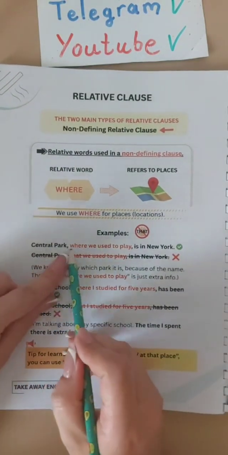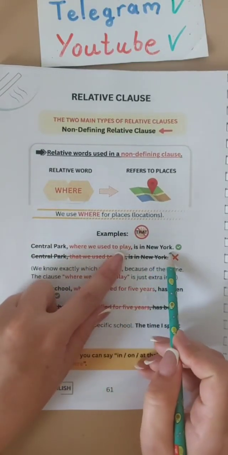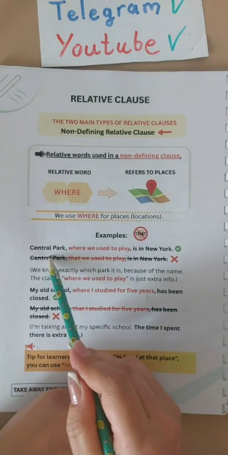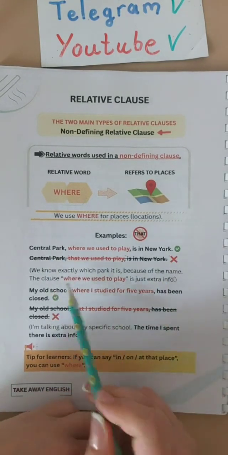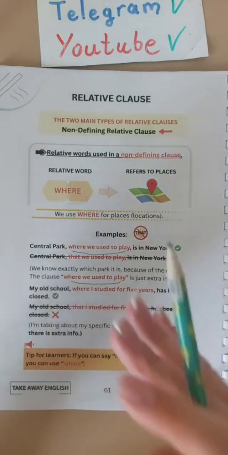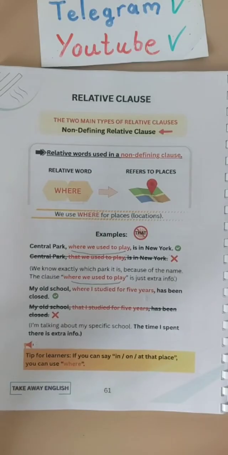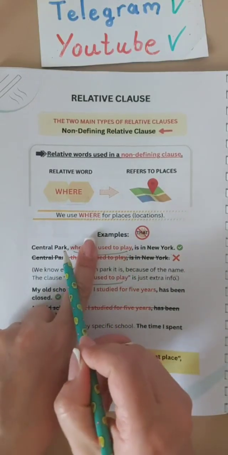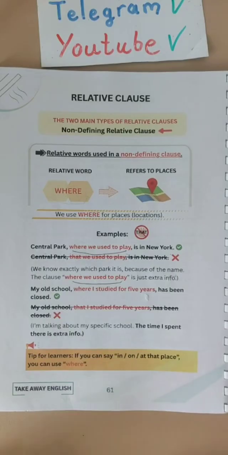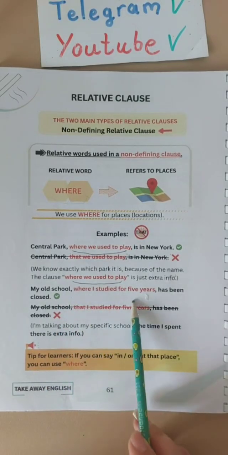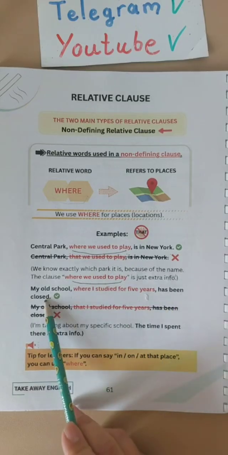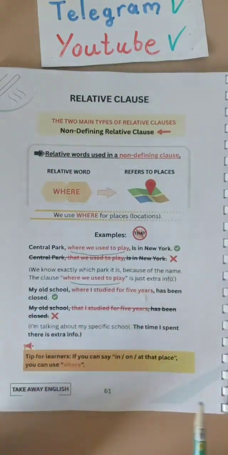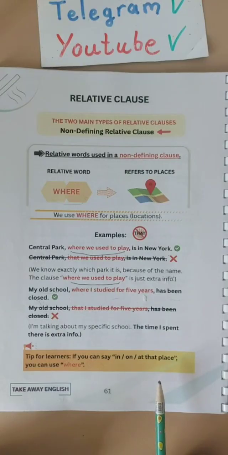For example, Central Park, where we used to play, is in New York. We know exactly which park it is because of the name, right? The clause where we used to play is just extra information, okay? Even if you skip this part, the sentence still makes sense. Central Park is in New York. Or my old school, where I studied for 5 years, has been closed. My old school has been closed. Where I studied for 5 years, it's just extra information.